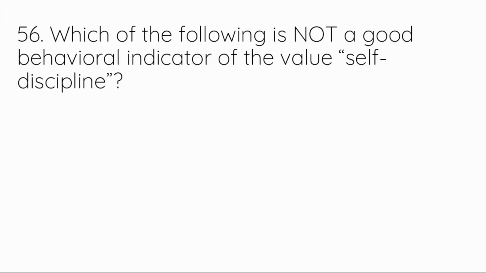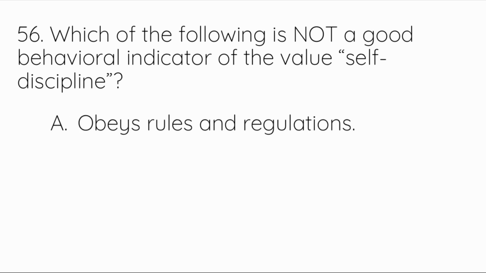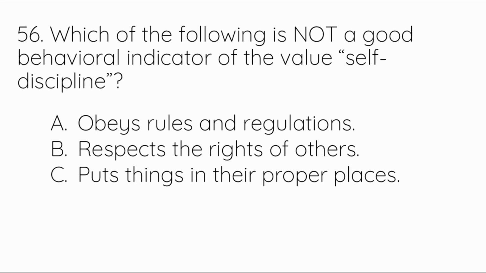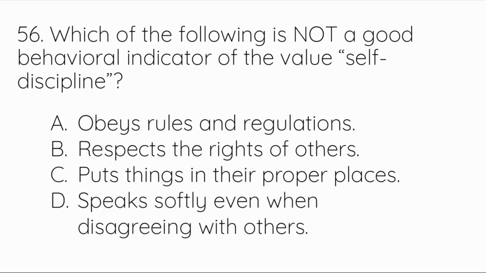Number 56. Which of the following is not a good behavioral indicator of the value self-discipline? Letter A, obeys rules and regulations. B, respects the rights of others. Letter C, puts things in their proper places. Letter D, speaks softly even when disagreeing with others.